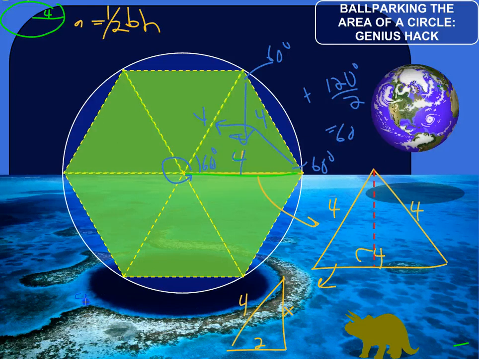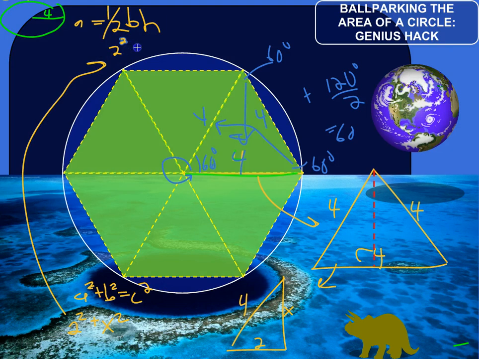And that says a squared plus b squared is equal to c squared. So one of the shorter sides squared plus one of the other shorter sides squared is equal to the longest side squared. So let's plug and chug here. 2 squared plus x squared, our missing side, that's the height of this triangle, is equal to 4 squared. Okay, so 2 squared is 4, so I'm just going to rewrite this up here. 4 plus x squared is equal to 4 squared, that's 4 times 4, which is 16.